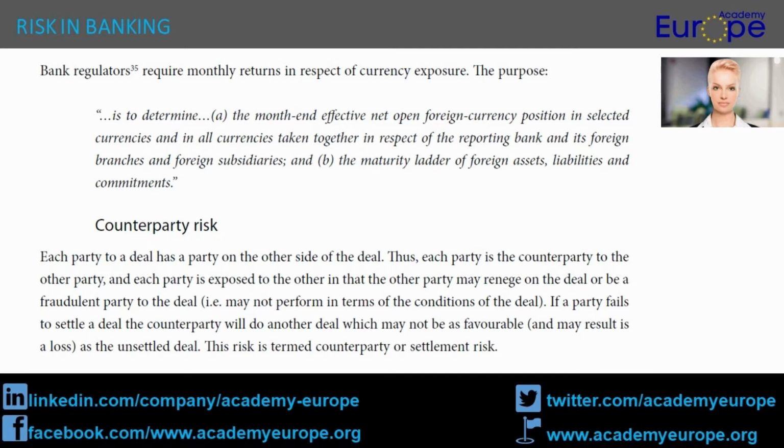Counterparty risk. Each party to a deal has a party on the other side of the deal. Thus, each party is the counterparty to the other party, and each party is exposed to the other in that the other party may renege on the deal or be a fraudulent party to the deal, i.e. may not perform in terms of the conditions of the deal. If a party fails to settle a deal, the counterparty will do another deal which may not be as favorable, and may result in a loss, as the unsettled deal. This risk is termed counterparty or settlement risk.